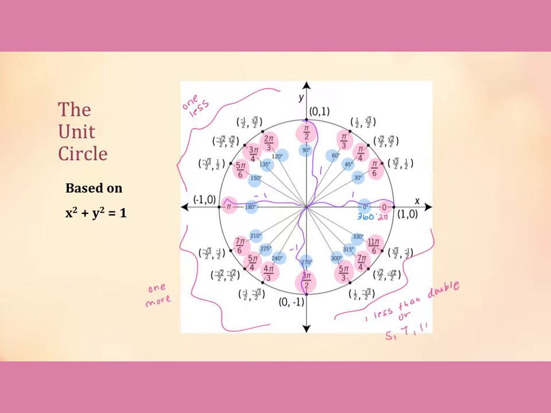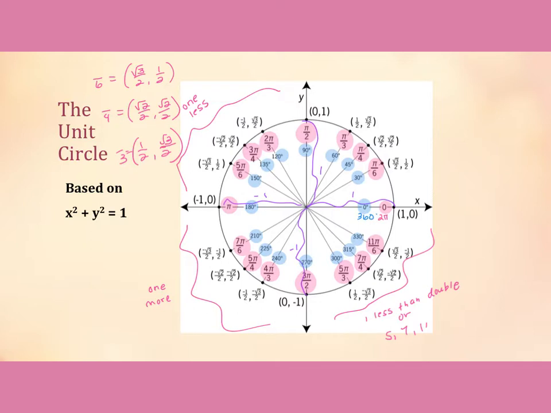Then we filled in our coordinate points. So remember, every over 6 has the coordinate point that is root 3 over 2 and 1/2. Every over 4 has the coordinate point root 2 over 2 and root 2 over 2. And every over 3 has the coordinate point 1/2 and root 3 over 2. Then what changes as we move around that circle is the positive and negative signs on them.